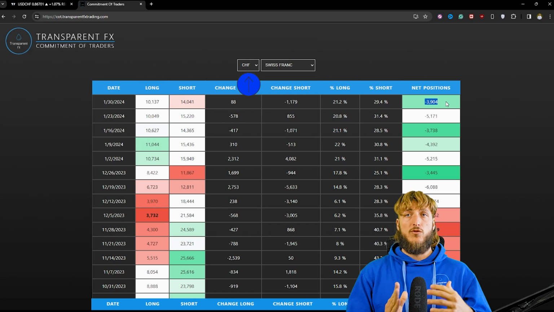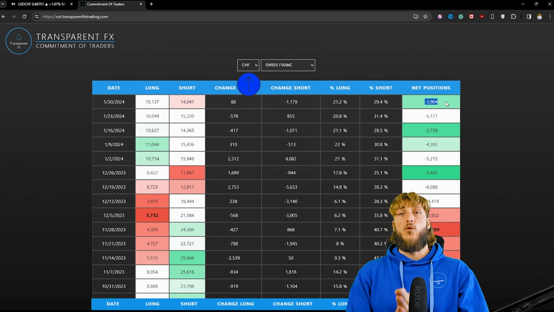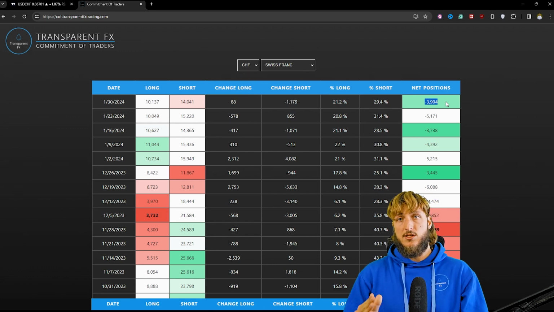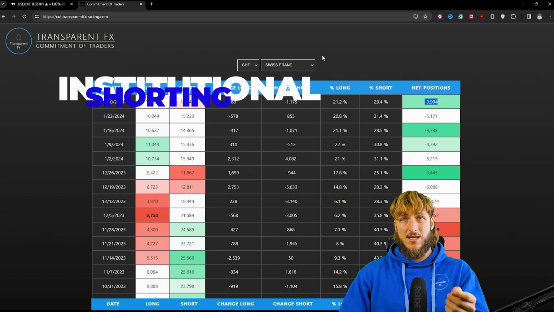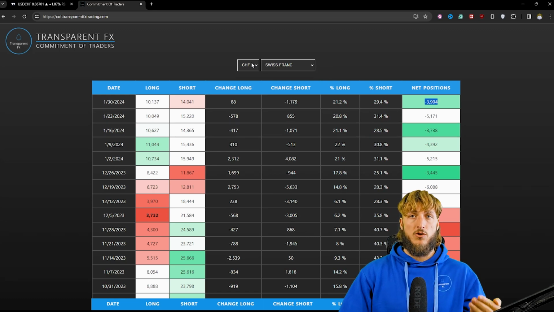increase of the net positioning, meaning that institutions have been moving back to the bullish side for the CHF. And if institutions are moving to the bullish side for the CHF, they're actually moving to the bearish side for USDCHF, because a strengthening CHF makes USDCHF weaker and means that institutions are shorting USDCHF because, as I just explained, all currencies on the spot are traded against the USD.